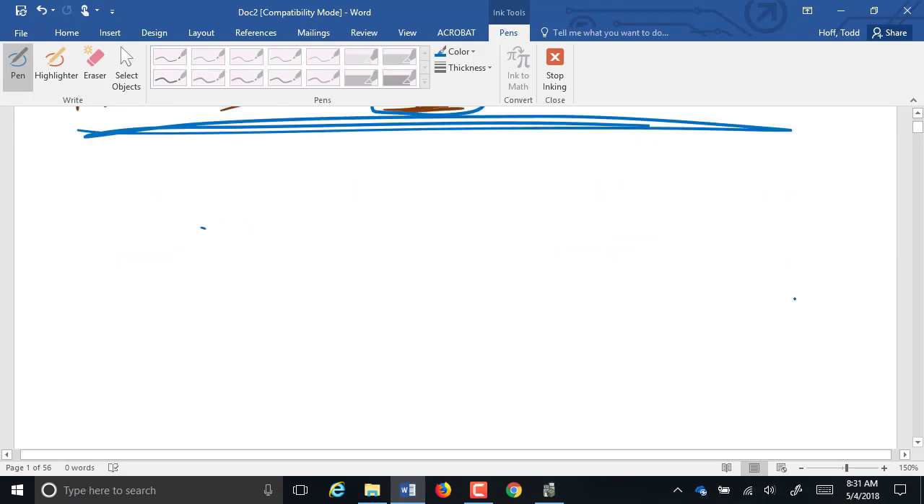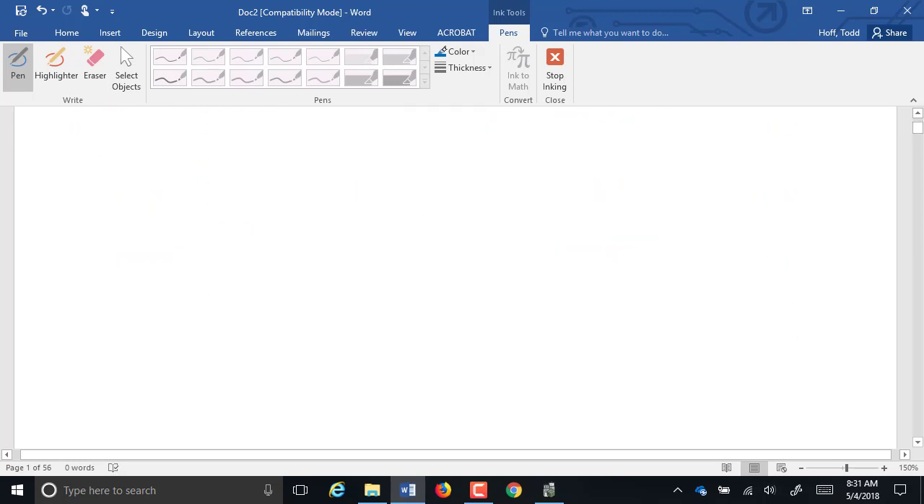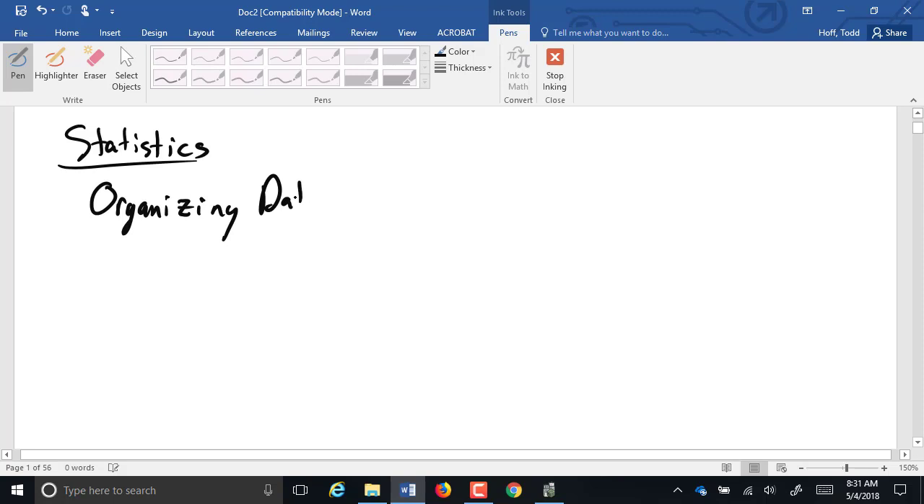Perfect. Okay, let's go ahead and get rolling then. Today we are talking about statistics. And we actually did hit on a little bit of this last week when we talked about organizing data. When we did the data tables and the graphs, the frequency table. And then, of course, the graphs.